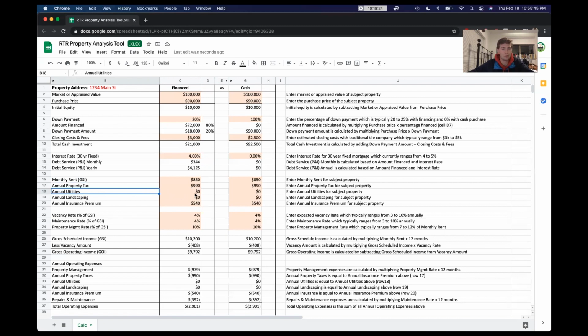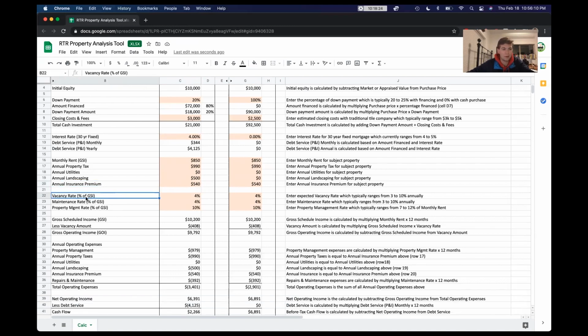And our annual utilities are going to be zero because our tenant is going to pay that. And our annual landscaping, we're also going to say zero for now because our tenant was going to do that too. Or, you know, we can budget that. I don't know, let's say 500 if you want to do that. That's fine. It all depends on your situation with your tenant. And our annual insurance premium here is going to be $540.